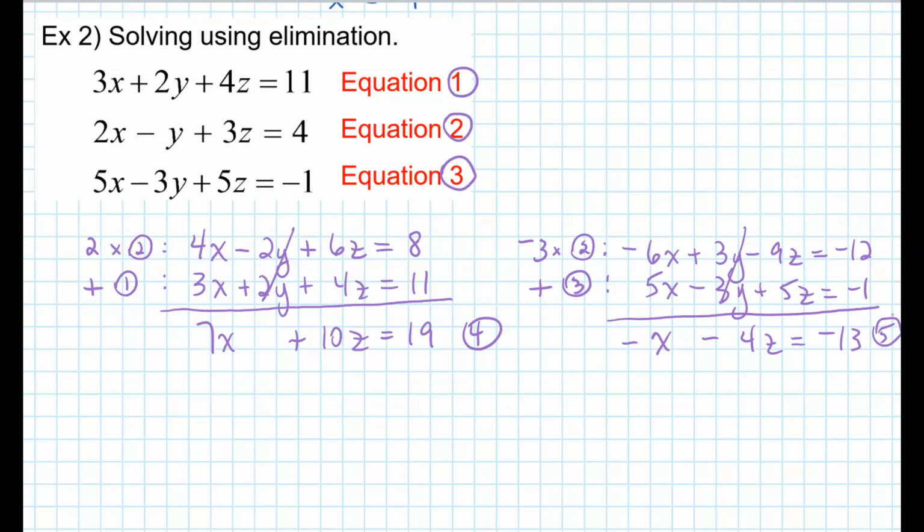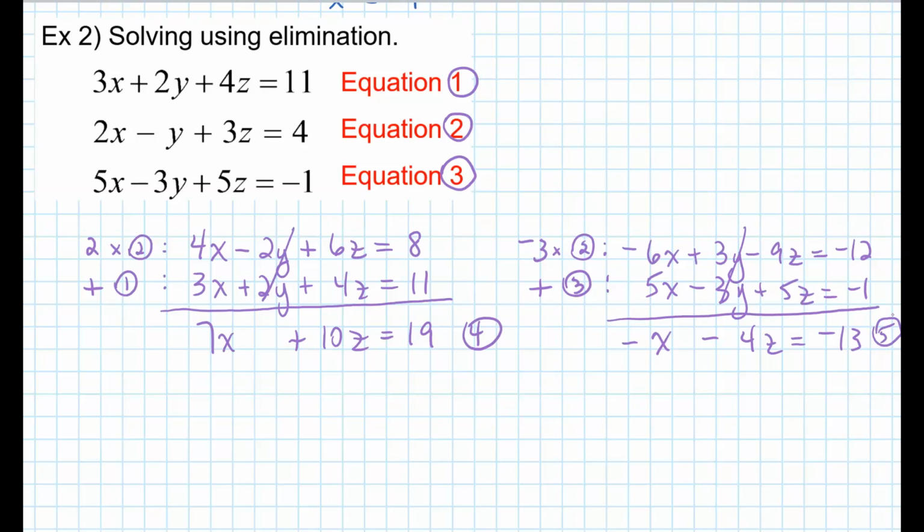Now that we have equation 4 and equation 5, we only have 2 equations and two variables. Do you already know how to solve a 2 variable system? Yes, you do. So at this point, we just do everything that we just did solving 2 variables. We can use substitution or elimination. What do you guys want to do? You want to substitute? Okay.